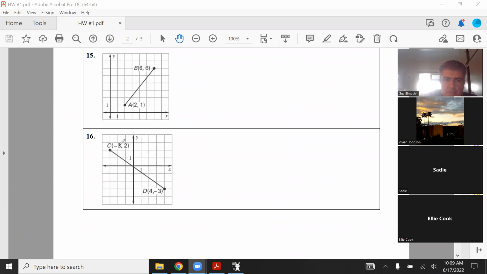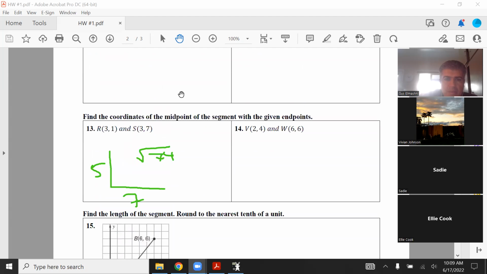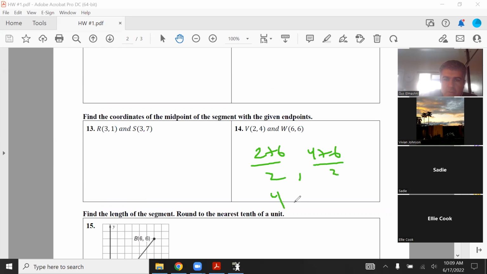16 works the same way. That's 7. That's 5. That'll be root 74, I think. So that's 16. For 14, you're asked to find the midpoint. So you just got to take the average. So you get 4, 5.